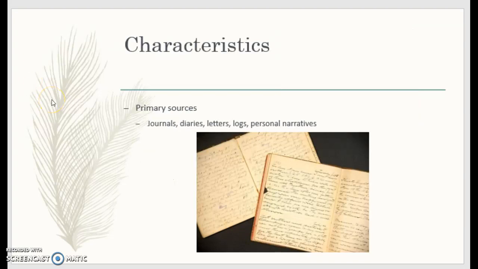Most of the writing pieces were primary sources, first-hand accounts, and they offer the most insightful glimpse into the settling of early America. Primary sources include journals, diaries, letters, logs, and personal narratives from those first arriving from Europe.